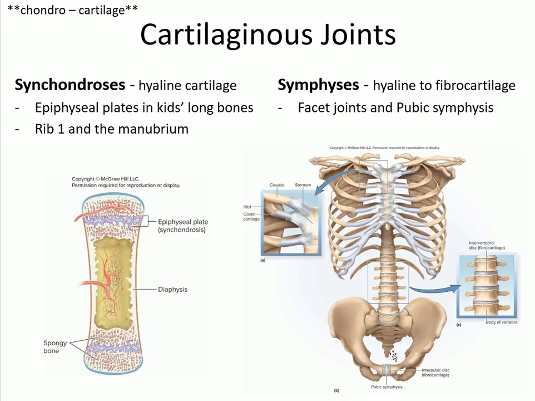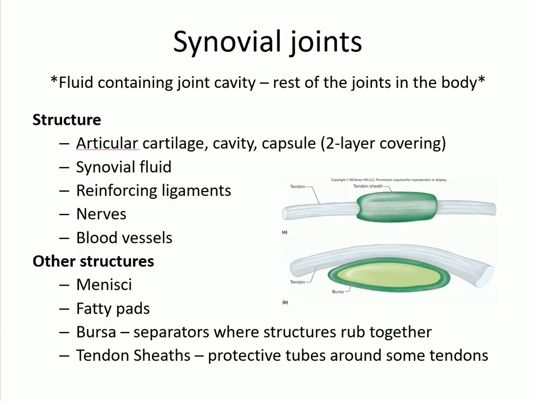So why would you need flexibility there? Think about labor and delivery, right? Pelvic girdle is going to have to be a little bit flexible to get that baby pushed out of there. So those are our cartilaginous joints.